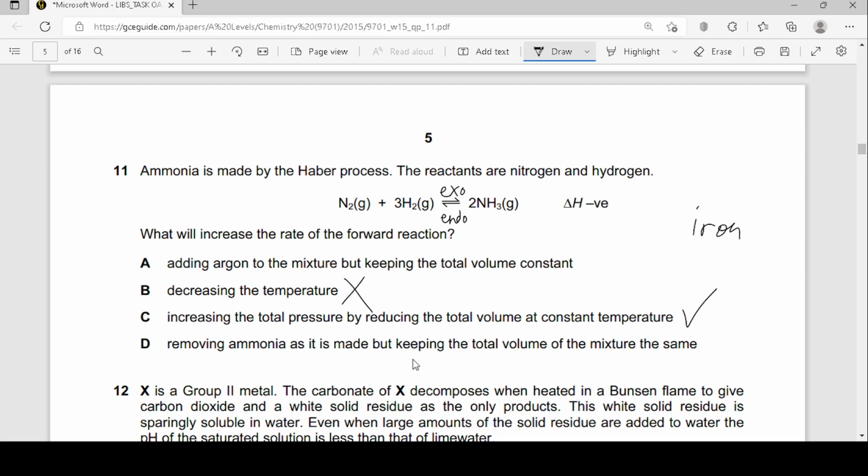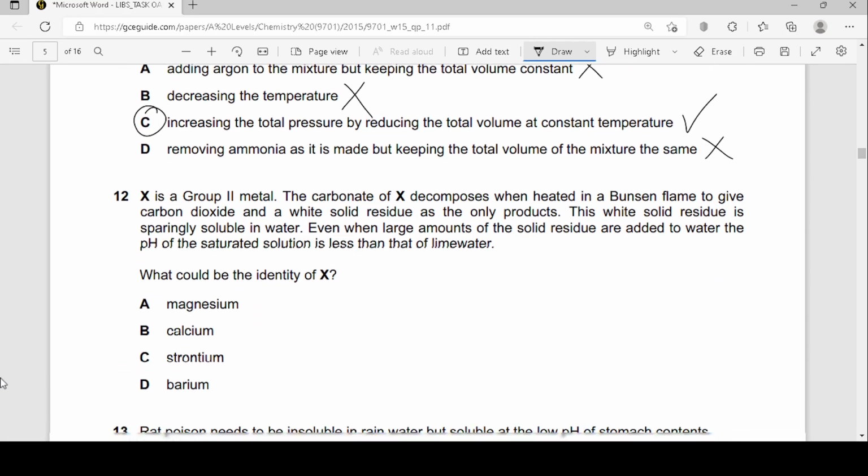Removing ammonia as it is made, but keeping the total volume of the mixture the same. If you remove ammonia, well, the rate doesn't change. It's just that the yield of ammonia increases, yes, but the rate should not change. So that's wrong. Now, sometimes you just have to choose the best answer, the most correct answer. Adding argon to the mixture, keeping the total volume constant, is really quite irrelevant in my opinion. I'm just going to cross it out, and so my answer is C. Increasing the total pressure by reducing the total volume at constant temperature is the one that makes the most sense.